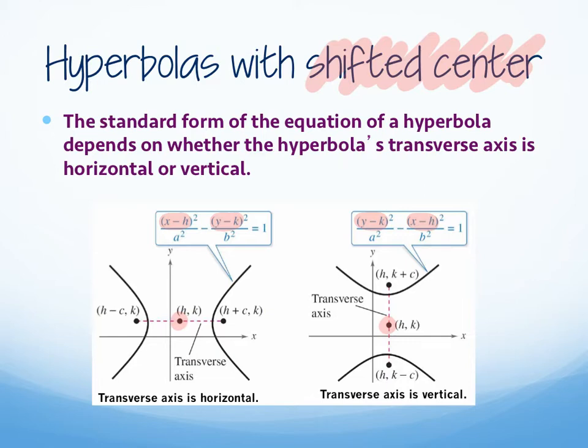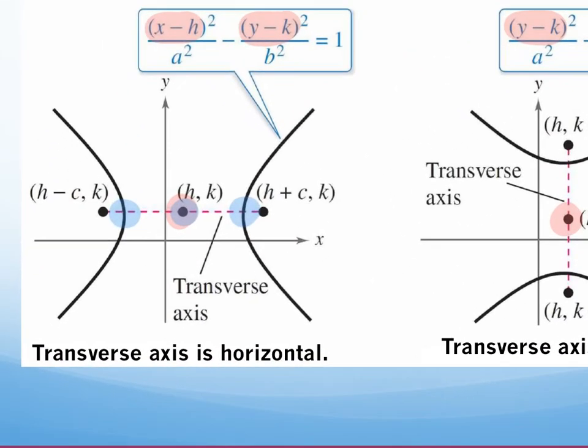We would still count from the center to the right and to the left, whatever a is. So if it's a horizontal one, I'm going right here a, left here a. It's just that I'm not starting at 0, 0. I would also go up and down b to make the box. And for my foci, I'm going right and left c. So everything else is still the same. It's just that your center is no longer at 0, 0.